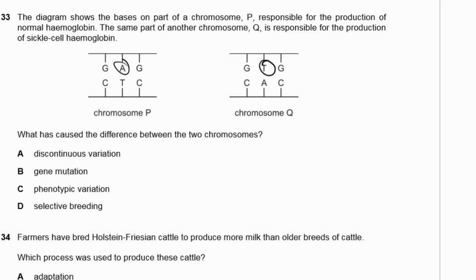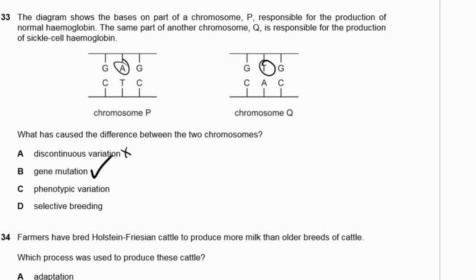What causes the difference between the two chromosomes? Is it discontinuous variation? No, discontinuous variation is variation that's dependent on genes. It's not what causes the difference between the two chromosomes. Is it a gene mutation? Yep, looks like a gene mutation.